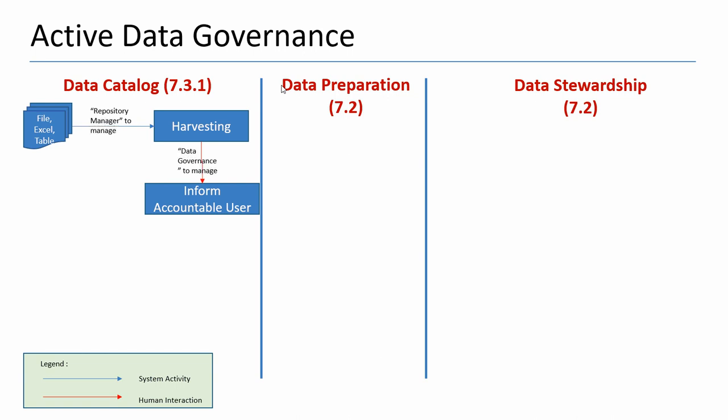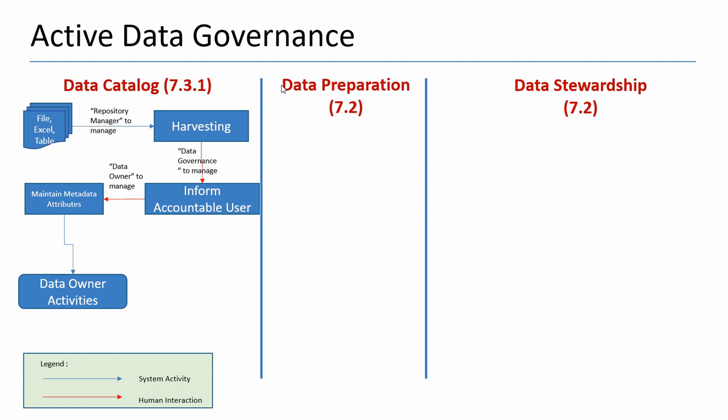basically this data governance user can inform other users. In this case it can be a data owner of those files or Excel files. So as a data owner, they can also manage different metadata attributes or custom attributes in the data catalog. And then later, as a data owner, he or she can verify the dataset.